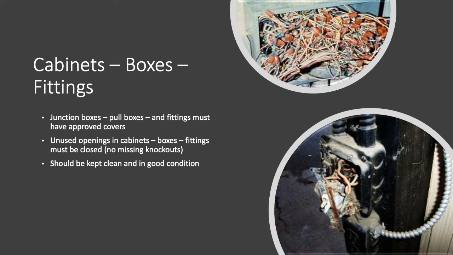All right, so moving on to cabinets, boxes, and fittings. These essentially need to be covered. The holes need to be covered. The little plates need to be covered. Essentially, anytime you have a box or a junction area, it needs to be covered, and the wires need to be not touching each other as they are in this picture here. You need to make sure that they're wired properly. And once again, this is the reason to have qualified personnel doing your electrical work.